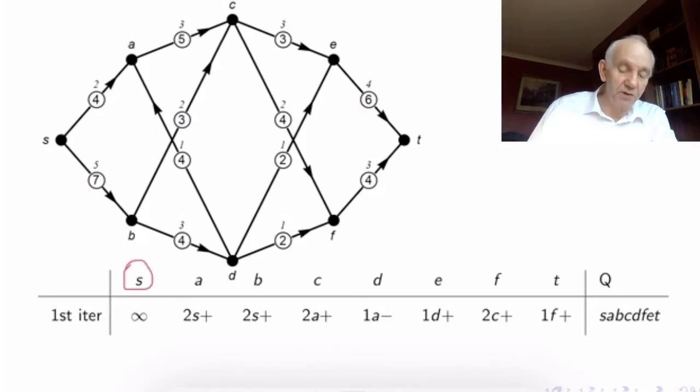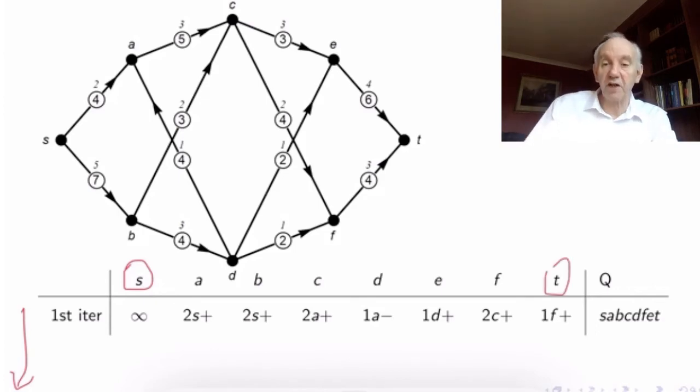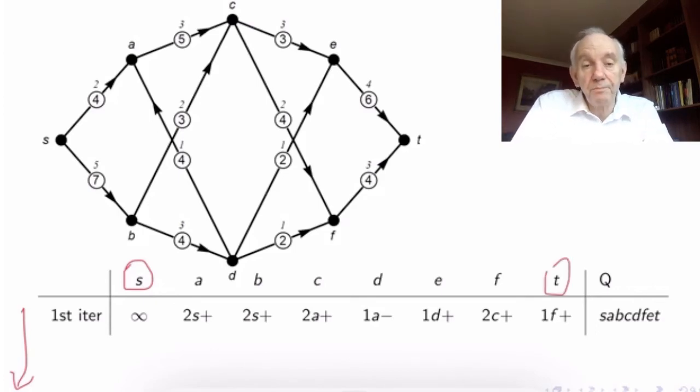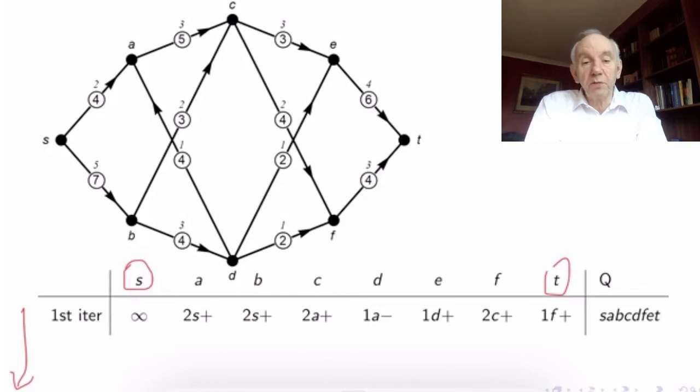We have this table in which we leave a lot of space here because we may need several iterations. We have the source at the front. We list the vertices in alphabetical order, except that T must go at the end, which normally it will anyway. Now, I also like to put the Q at the end of this row, because actually writing the Q is important because we've got to look at the vertices in that order.